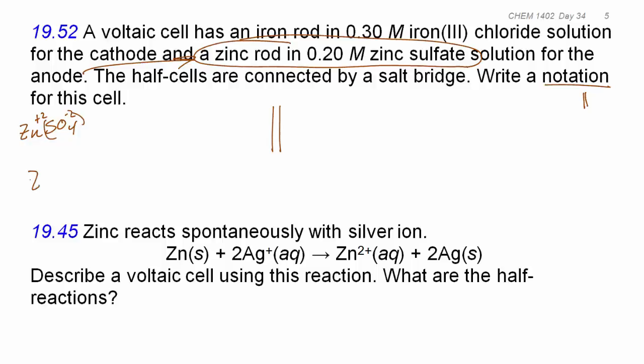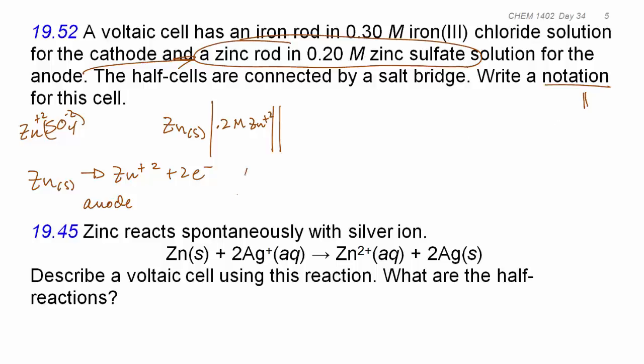So I have zinc solid going to zinc plus 2 plus electrons. There's my anode. There's my oxidation half reaction. So I'd have zinc solid and 0.2 molar zinc plus 2. And you could write 0.2 molar zinc sulfate if you want, but 0.2 molar zinc plus 2 is really all you need. The cathode, I have iron 3 chloride solution and an iron rod.